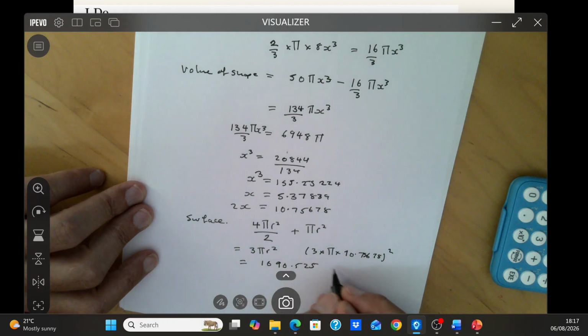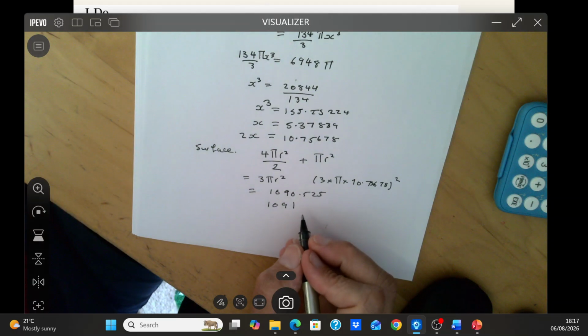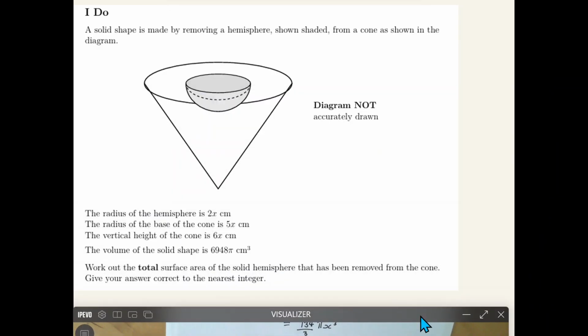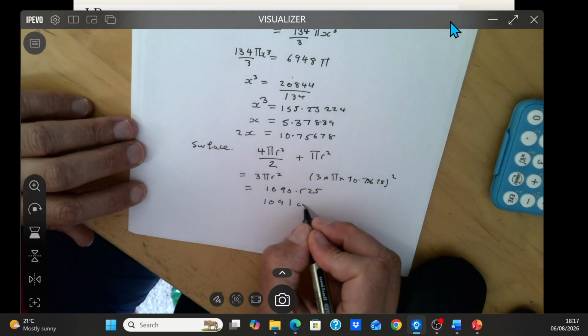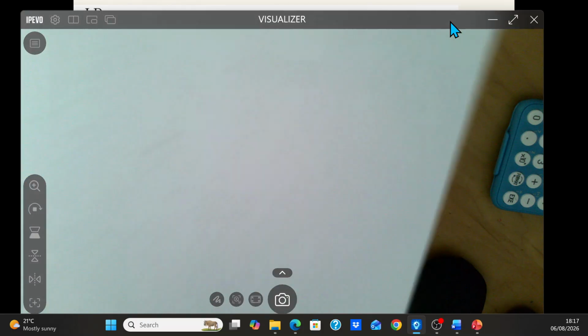That gives me 0.52, and the question asks for one significant figure. So to one significant figure, that is that. And what were our units? Just to put our units in, it's centimetres. So that's centimetres squared. Right, that's my go. Let's turn it over.